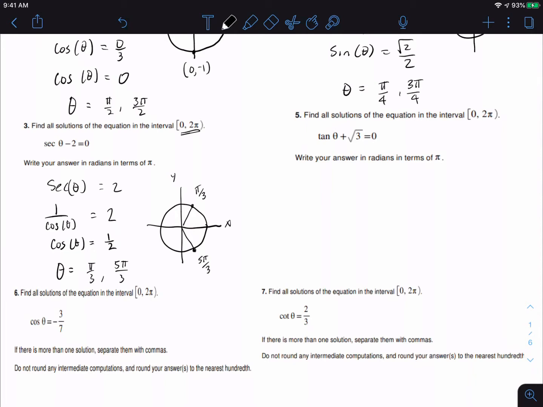Okay, do you guys want to try to do number 5 real quick, and then I'll do it? See if you guys can get the same answers as me. All right, I'll give you guys about a minute, okay?